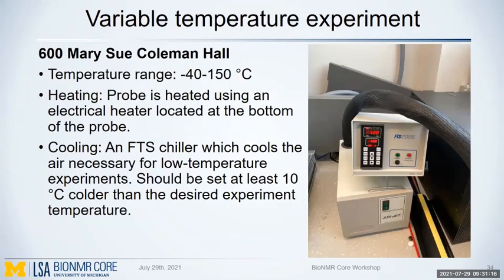And on the 600 at Emeryville Coleman Hall, we're actually capable of running those variable temperature experiments. The temperature range of the probe is from -40 to 150 degrees Celsius. The heating is done by a heater located at the bottom of the probe. And then the cooling is done by an FTS chiller, which cools the air necessary for temperature experiments. And when setting up the cooling, you want to make sure that this FTS chiller is set at least 10 degrees Celsius colder than the desired temperature.